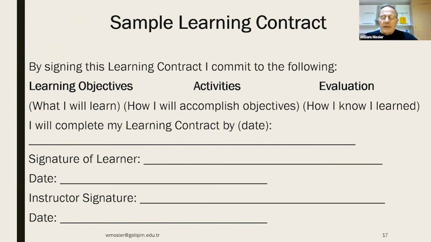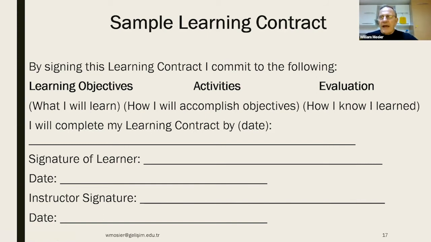As a sample learning contract, and again, you can certainly just go to the internet to find examples. But as you see here, I have, by signing this learning contract, I commit to the following. And then you have the student identify their learning objective, that is what they're going to learn, the activities that they're going to do in order to accomplish their objective, and how they're agreeing to be evaluated for the project or product that they're going to give you.